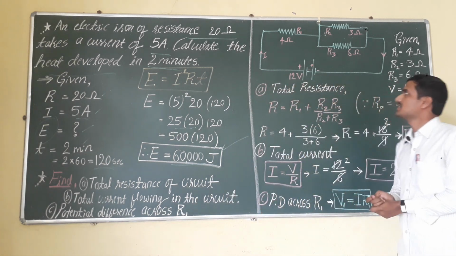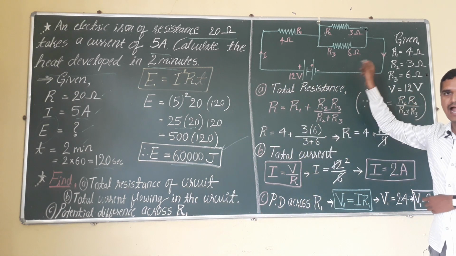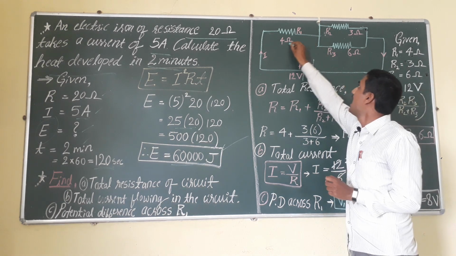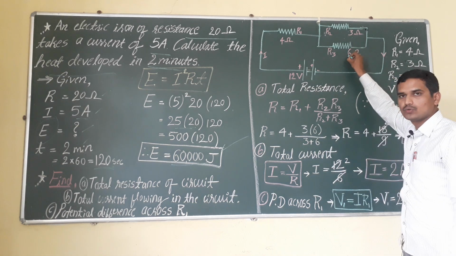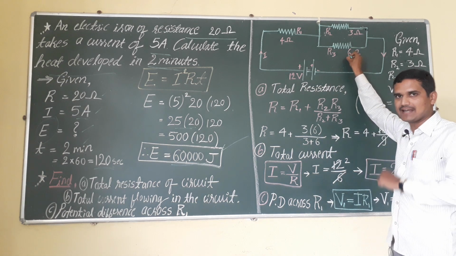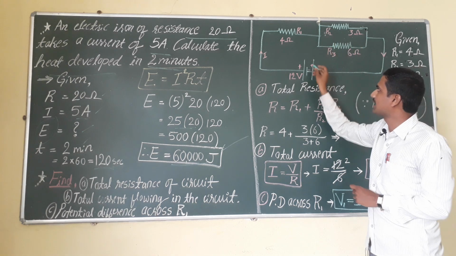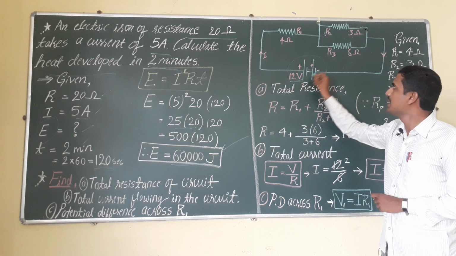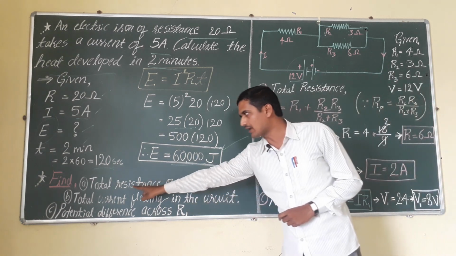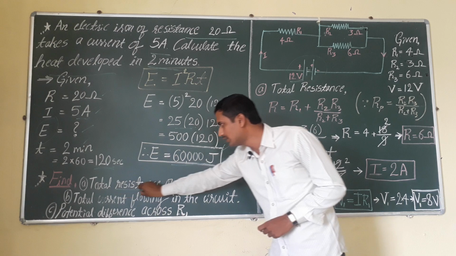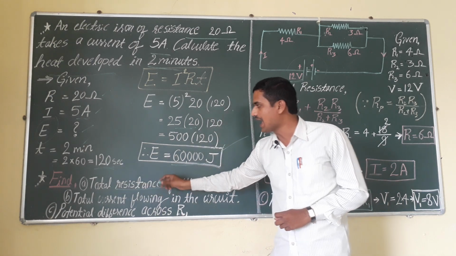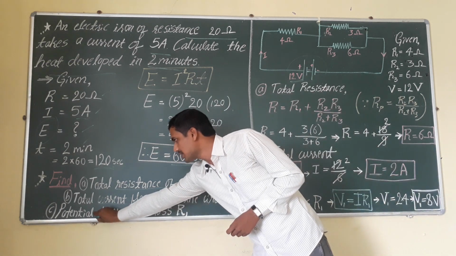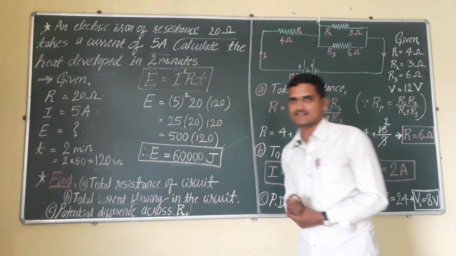In this numerical session, there is one circuit diagram, and in this there is a first resistance which is connected in series combination, and two more resistors R2 and R3, both connected in parallel combination, and all of them are connected to a battery having a potential difference of 12 volts. In this circuit diagram, you have to find the total resistance developed in the circuit and the total current flowing in the circuit, and third, the potential difference applied across the first resistance.